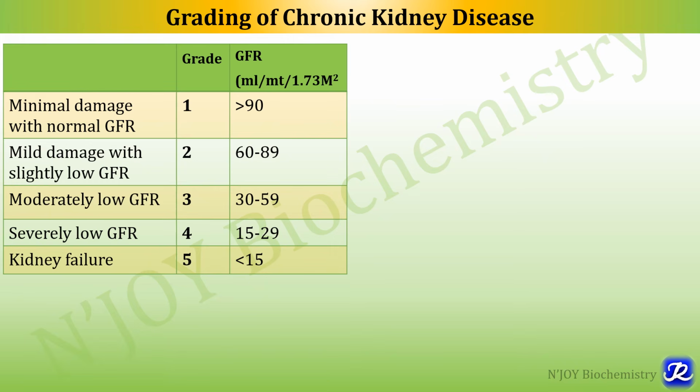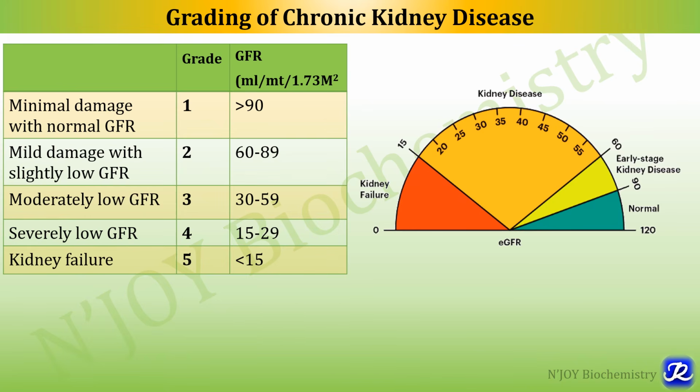Chronic kidney disease has 5 grades. Grade 1 shows minimal damage with normal GFR. Here GFR is more than 90. Second grade is mild damage with slightly low GFR, that is 60 to 89. Moderately low GFR is grade 3, 30 to 59 is GFR. Severely low GFR is 15 to 29, that is grade 4, and kidney failure is when the GFR is less than 15, that is grade 5.